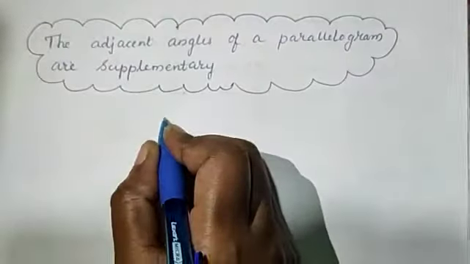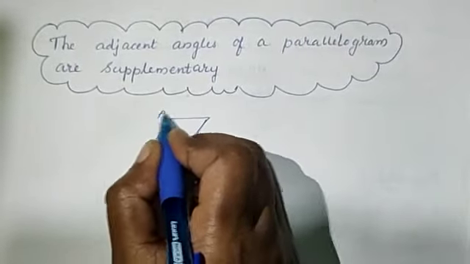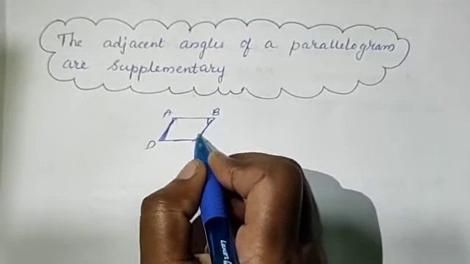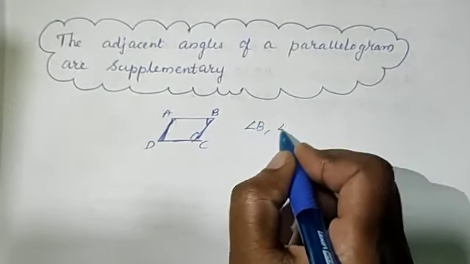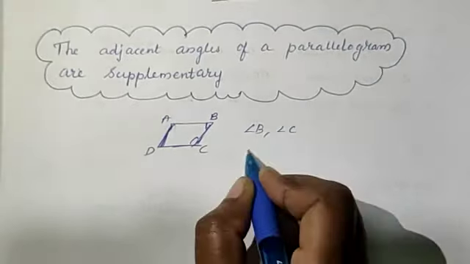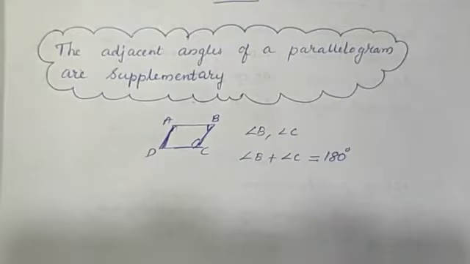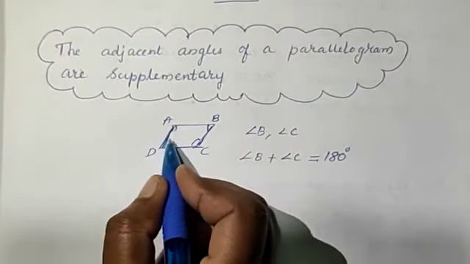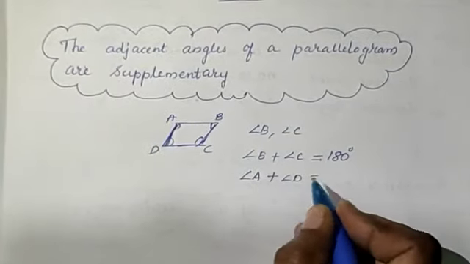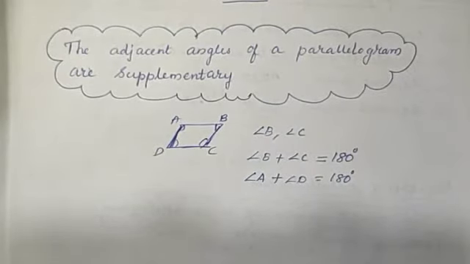See here. This is a parallelogram ABCD. I am taking the adjacent angles, angle B and C. Angle B and angle C are adjacent angles. These adjacent angles are supplementary. That means angle B plus angle C is equal to 180 degrees. And I am taking the adjacent angles, angle A and D. They are supplementary. Angle A plus angle D is 180 degrees. So, the adjacent angles of a parallelogram are supplementary.